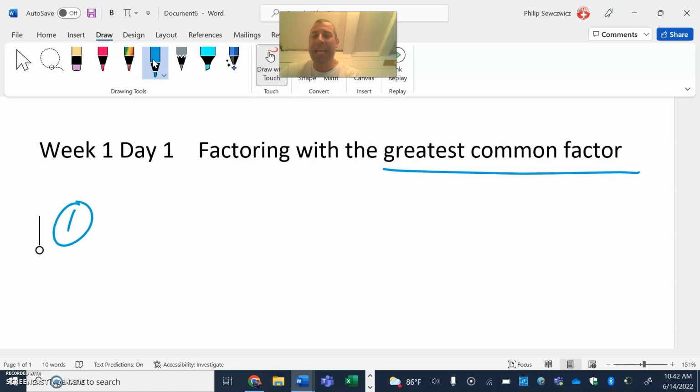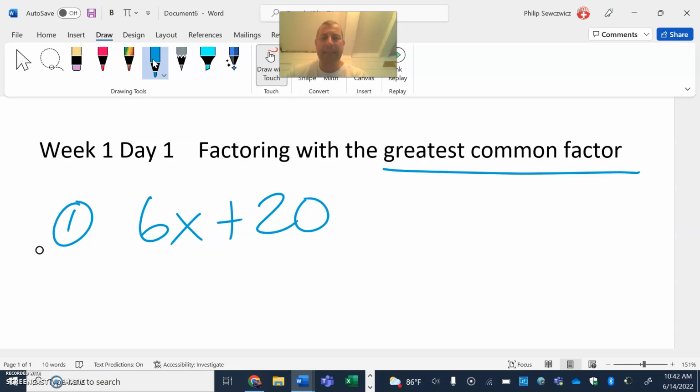Question number 1. Let's say we have 6x plus, and we can say something like 20. Now, it's called factoring because what a factor is two numbers multiplied together. So, for example, 5 times 6 equals 30. So in a multiplication problem, you have 2 factors. You've got 5 and you've got 6. Now, there are other factors of 30. 15 and 2, because 15 times 2 gives us 30. 10 and 3, those are factors.